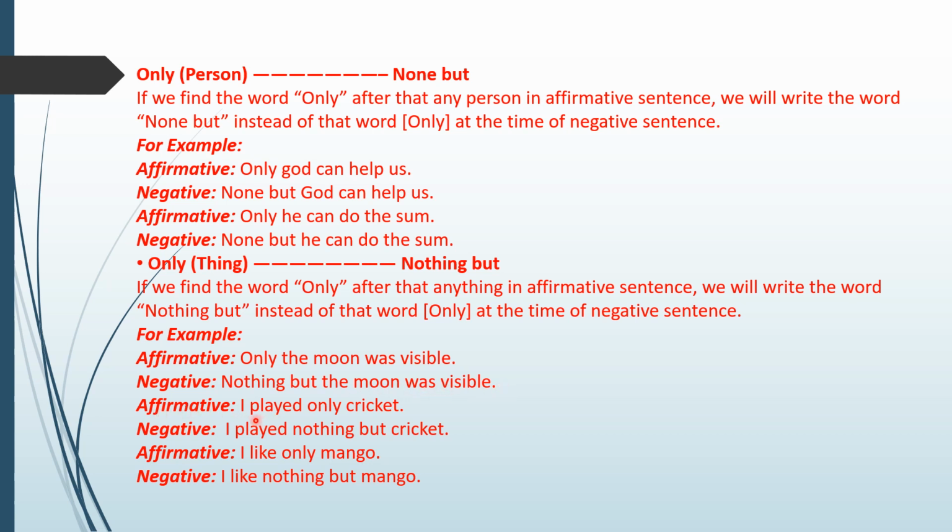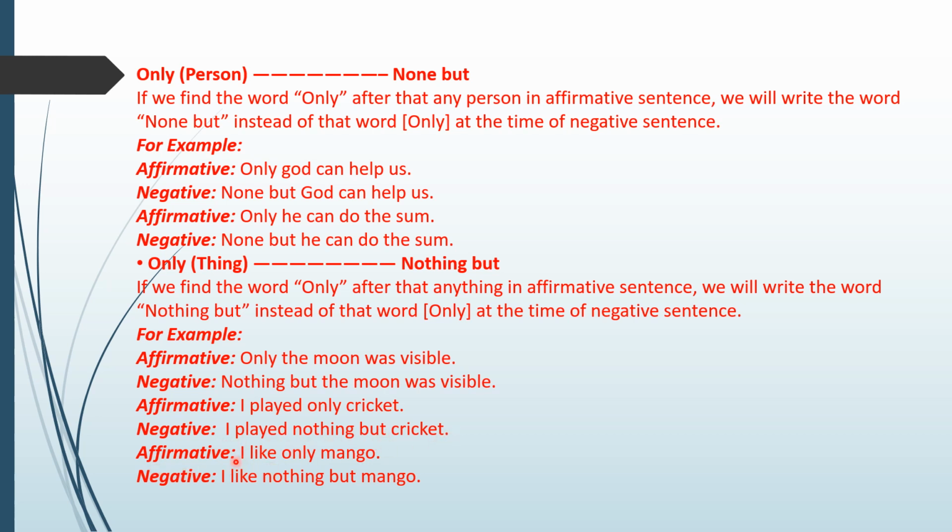Yet another example. I played only cricket. So again here there is only and there is cricket. So the sentence goes, I played nothing but. Instead of only you're going to write nothing but in the negative. So I played nothing but cricket.